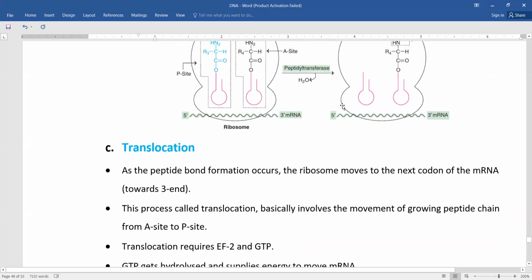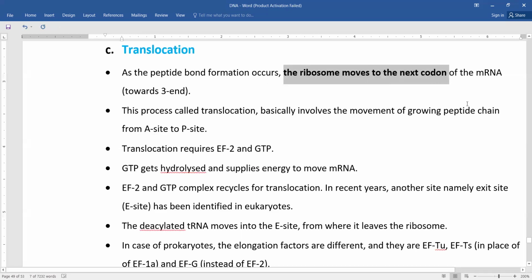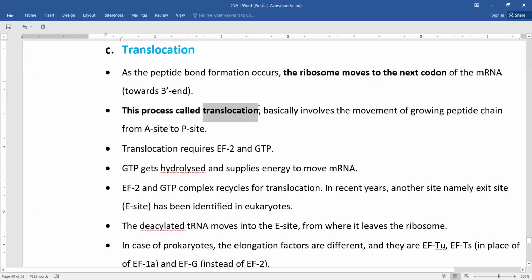What is translocation? Movement of a ribosome to the next step. Okay, as the peptide bond formation occurs, the ribosome moves to the next codon of the mRNA towards the 3' end. This process is called translocation. Daanne manam translocation ani pilustamu. Ribosome next codon vaipu towards the 3' end move kavadanni translocation. Basically it involves movement of the growing peptide chain from A site to P site.